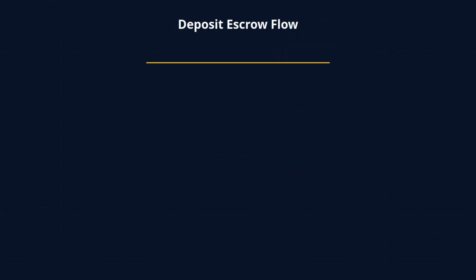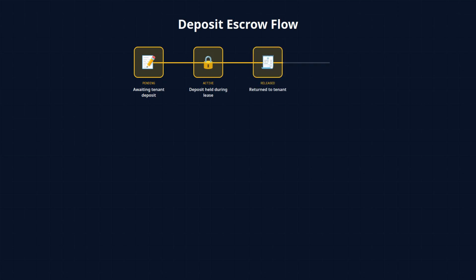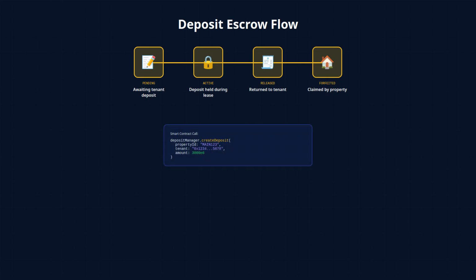The deposit flow begins when a tenant initiates a deposit through the Security Deposit Manager contract. USDC is transferred and locked in escrow. A receipt is issued on-chain, confirming deposit amount and terms. The deposit remains locked for the duration of the lease, protected by immutable smart contract logic.